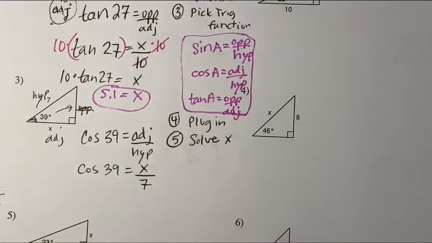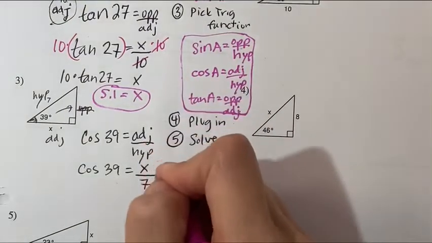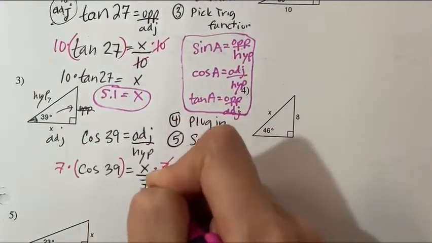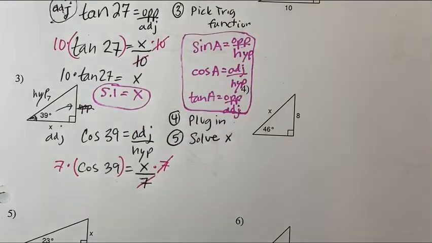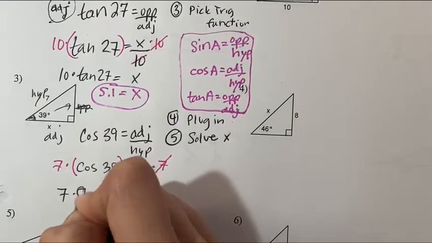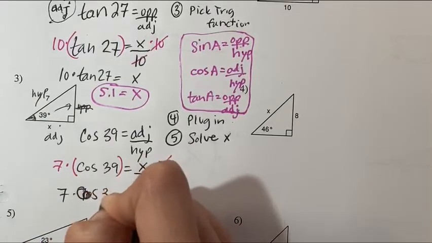Interesting. So kind of like last time, X is being divided by 7, so I could multiply by 7 on both sides. So 7 divided by 7 is 1, so now I just have the X there. And I still have this 7 times the cosine of 39.